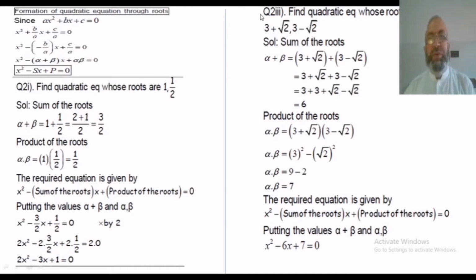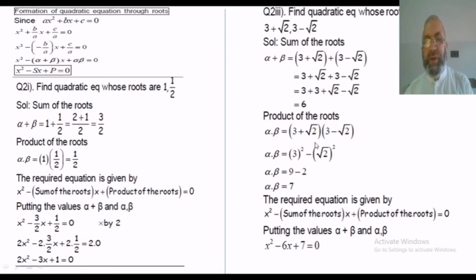Now come to question 2, part 3. Find the quadratic equation whose roots are 3 plus under root 2 and 3 minus under root 2. Two irrational roots are given. So first of all we find the sum of the roots, alpha plus beta, that is 3 plus under root 2 plus 3 minus under root 2. So plus under root 2 and minus under root 2 cancel each other. 3 plus 3 we get 6. Product of the roots, alpha beta, 3 plus under root 2 into 3 minus under root 2.